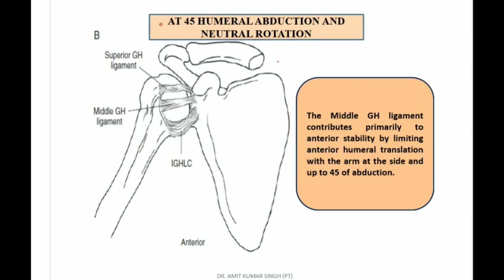Second, when the joint is at 45 degrees of humeral abduction with neutral rotation. During this time, if you see the image, this ligament is lax, even this ligament is lax. Only the ligament which you can see taut in the image is the middle glenohumeral ligament. So obviously, the middle glenohumeral ligament is going to contribute primarily to anterior stability by limiting anterior humeral translation when the arm is at 45 degrees of abduction with neutral rotation.